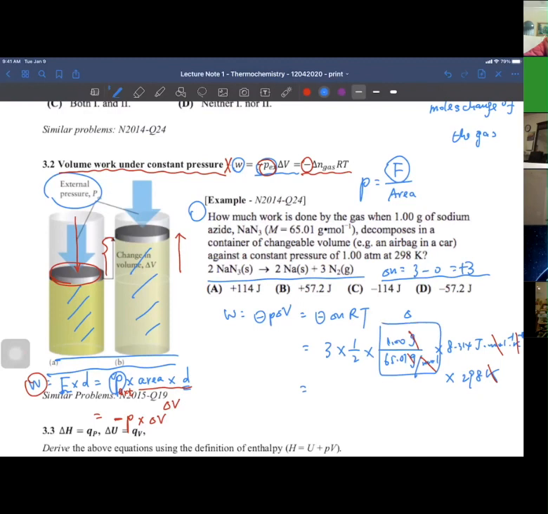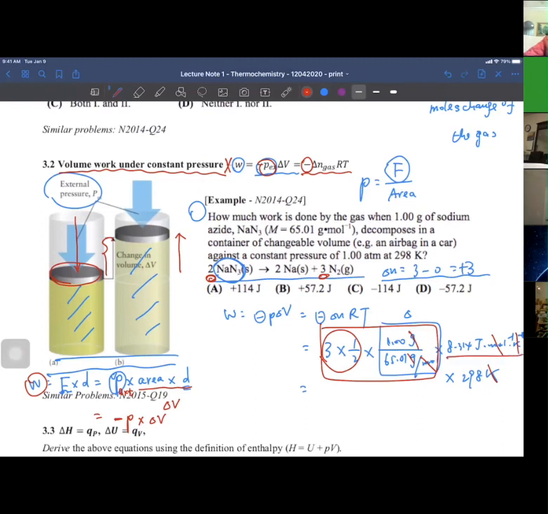1 gram divided by the molar mass, we get the moles of the reactant, which is the sodium azide. And then I multiply by 3 and divide by 2. Why do I need to do this? Because every 2 moles of reactants will produce 3 moles of gas. So this will be the moles of the gas, right? The delta n.